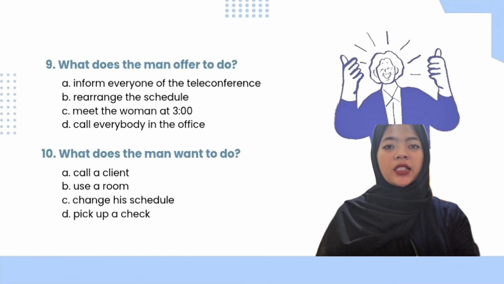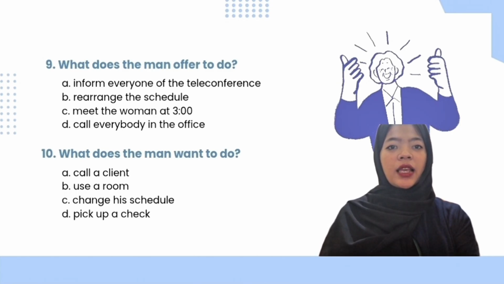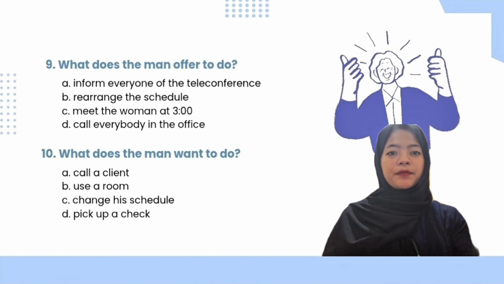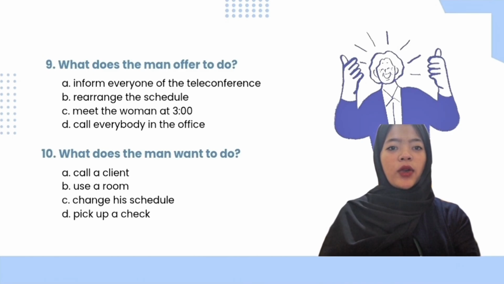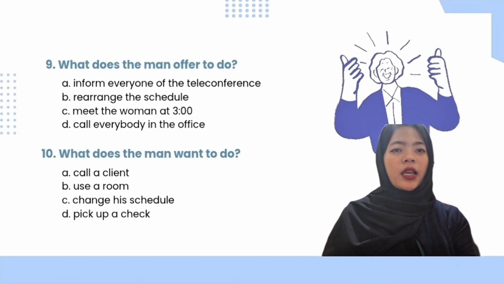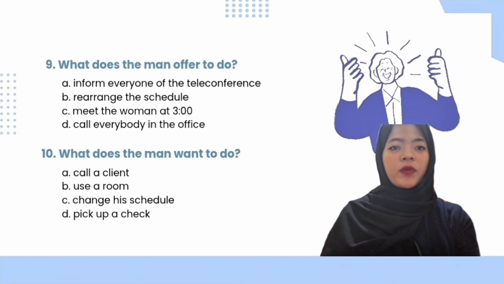Listen for the speaker's offer or suggestion. The keyword here is offer. In the conversation, the man says something like he will let everyone know about the teleconference. This shows an action he offered to do, not something he already did. That's why the correct answer is inform everyone of the teleconference.